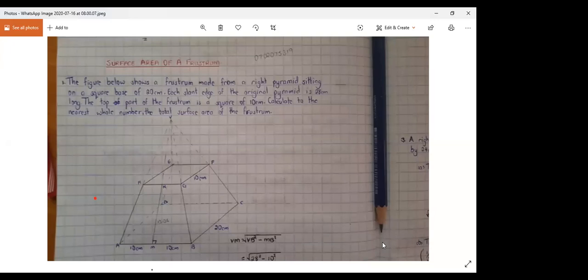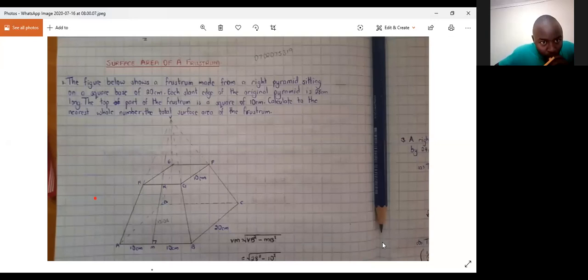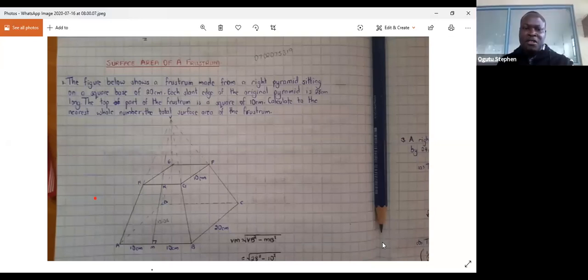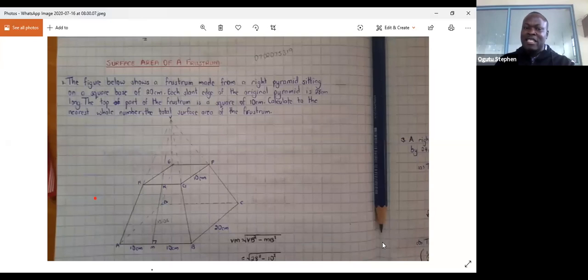So that means the area of ABGH is the area of VAB minus the area of VHG. Uko sawa hadi hapo? Aya, nakumbuka hii triangle VAB hatujapata height yake. We only have the slant height which is 28 na hatujapata height yake.